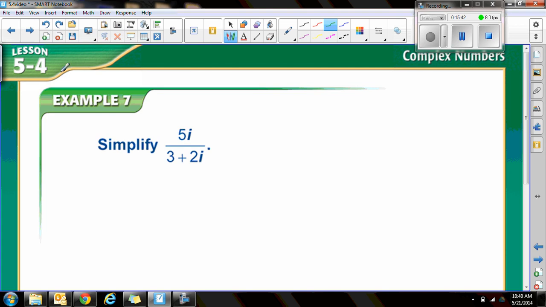Now, what the conjugate is for problems like this: 5i divided by 3 plus 2i. I don't like the i in the bottom. So what I need to do is I need to multiply by what I have. But I can't just simply multiply by i. It doesn't work that way. That plus sign messes things up.